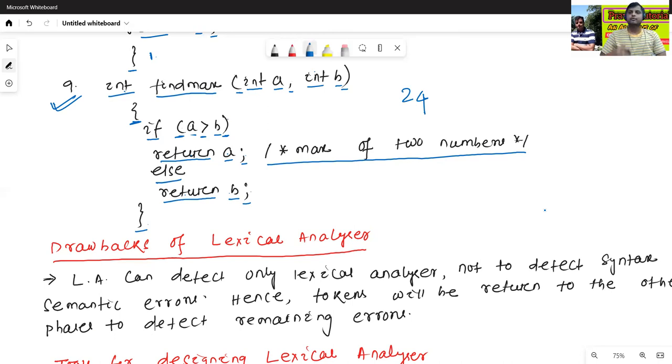Okay, in this way we can find out the lexical errors and find out the number of tokens. These are very, very important questions about the lexical analyzer.